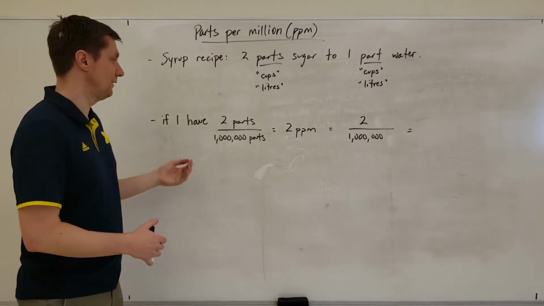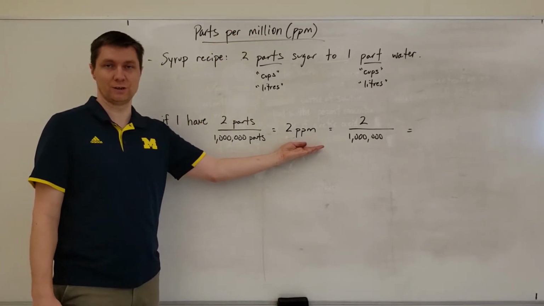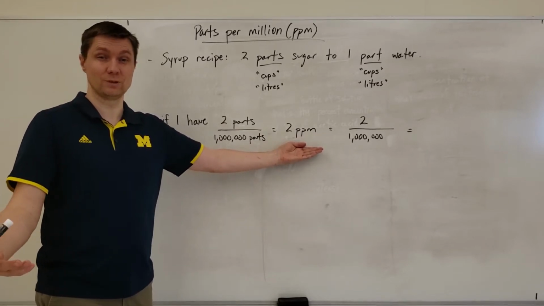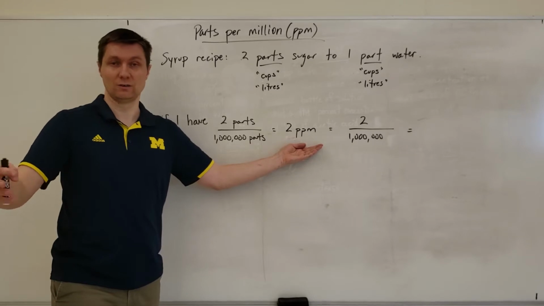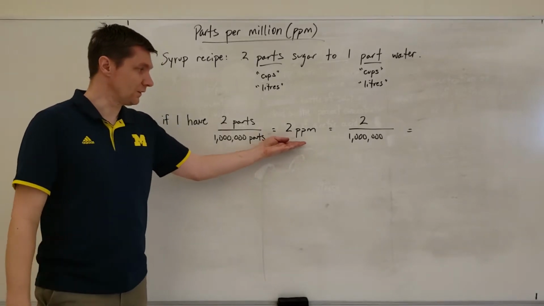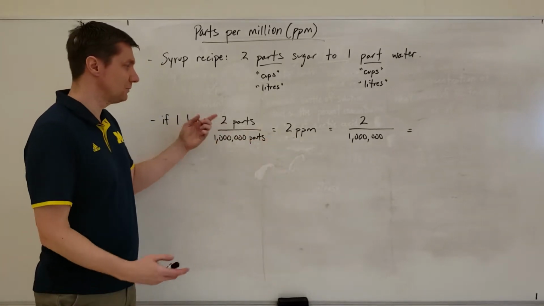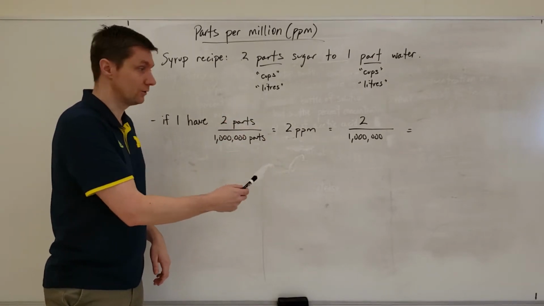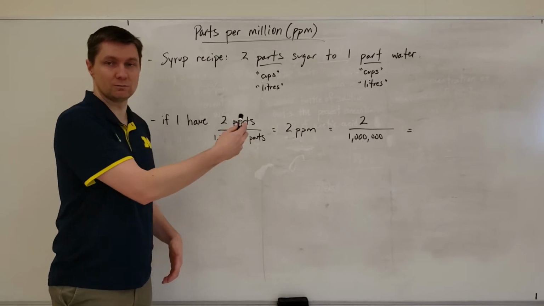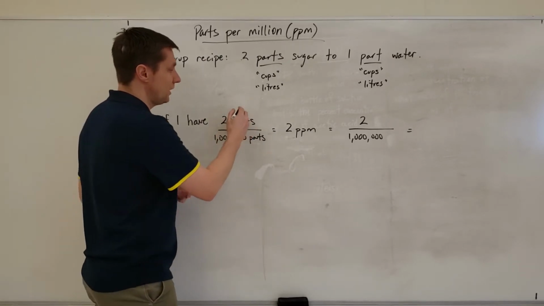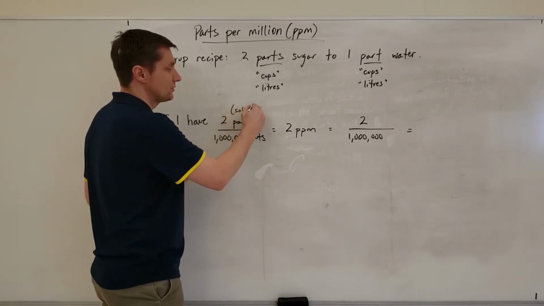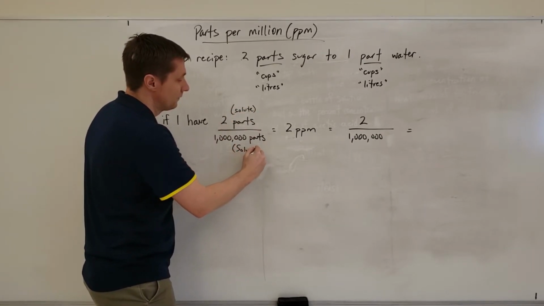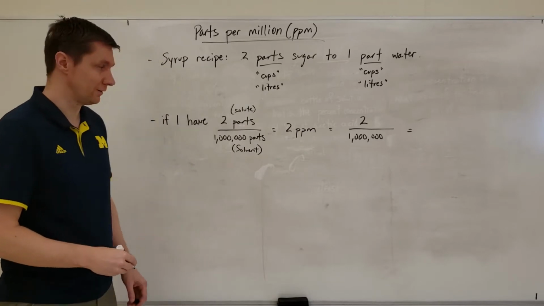All it means is that if I have a solution that has a concentration of 2 parts per million for the solute that's in there, let's say salt in water, that just means that I have 2 parts sodium chloride or salt to 1,000,000 parts of water. So here along the top, you'll notice that this is always our solute, and along the bottom, this is always our solvent.